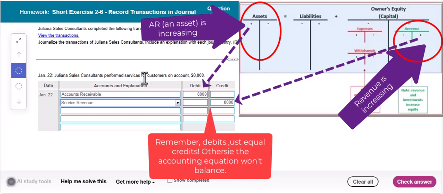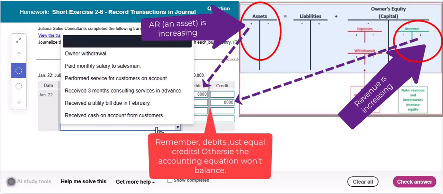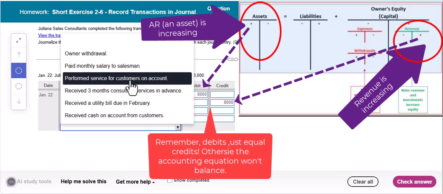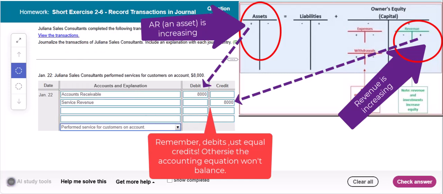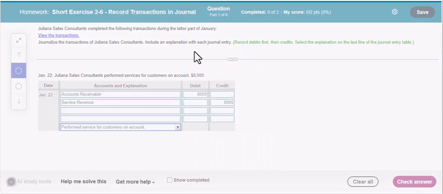And then at the very bottom, we need an explanation for what happened in this transaction. Let's see what our options are. So performed service for customers on account. There we go. And let's go ahead and check our answer. Excellent.